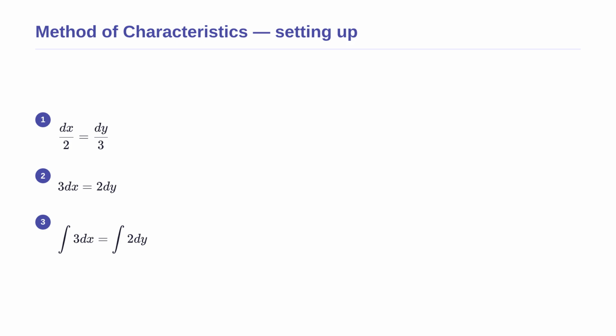Let us set up the solution by finding those characteristic curves. We write the coefficients as a system of simple fractions, stating that for every 2 units we move in the x direction, we must move 3 units in the y direction. To solve this, we cross-multiply to get the differentials on opposite sides of the equal sign. This separates the variables, making it possible to use standard calculus techniques. Now, we integrate both sides to find the algebraic relationship between x and y along these special geometric paths.